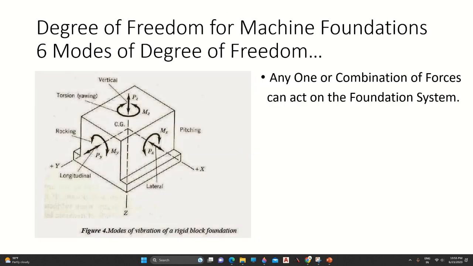These are the six degrees of freedom, six modes, which I was discussing before. You can have different names for them. One is torsion, another is about the x-axis, which is pitching, and about the y-axis, it's called rocking. So in these six directions, this block can move. Any one of them or a combination of the forces, you need to consider as acting on the foundation system.